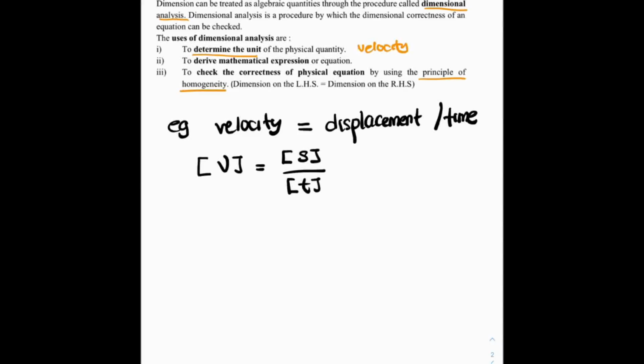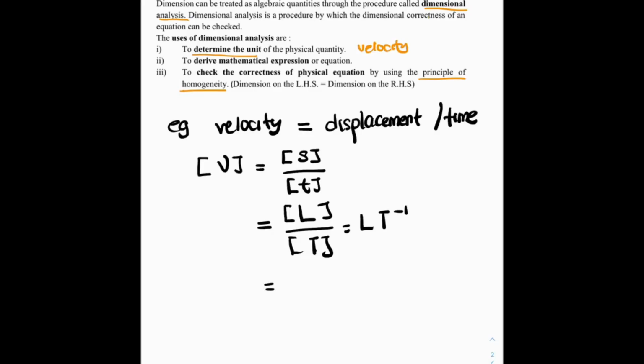Alright, okay, so S dekat sini, displacement is basically a measurement of length. Dia adalah ukuran panjang ataupun jarak kan. So basically it is a length here. So I'm going to use the dimension of basic quantity, iaitu kita punya capital L. And then my T is also capital T here, which is indirectly LT negative 1.